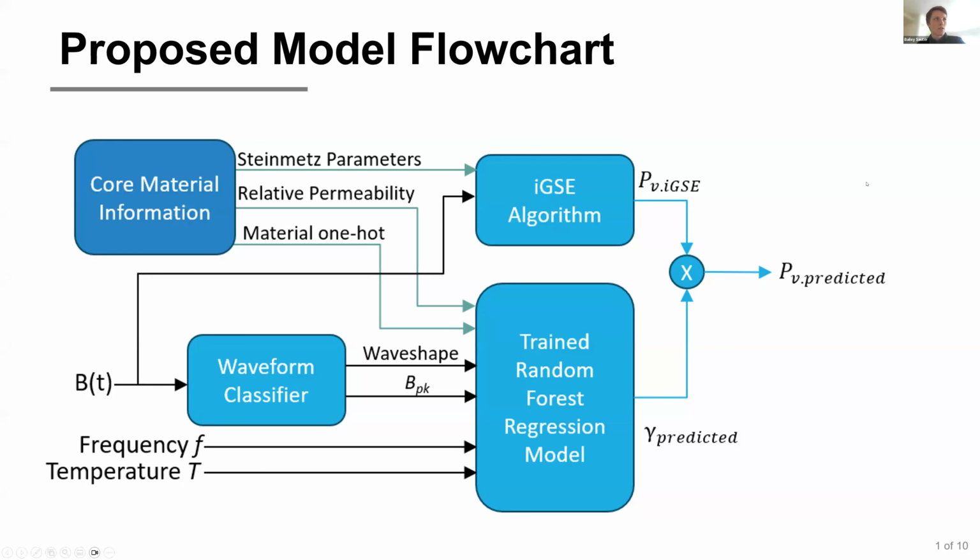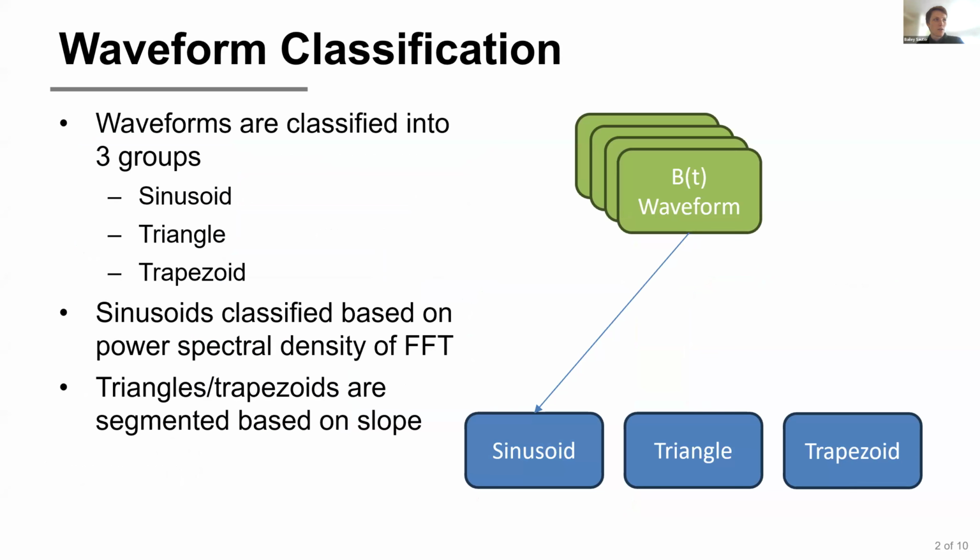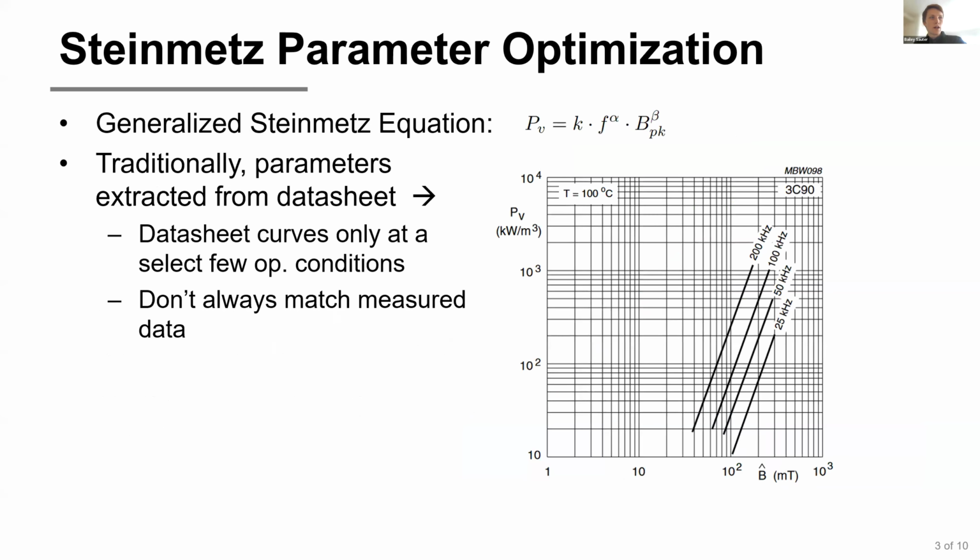So the first thing we did was we classified the waveforms. We used FFTs to do that, much like many of the other teams. And then what we tried to do was optimize the Steinmetz parameters because traditionally the parameters are extracted from the data sheets, but with the data sheet, you only have a few select operating conditions, and even the Steinmetz parameters pulled from those operating conditions don't always match measured results.